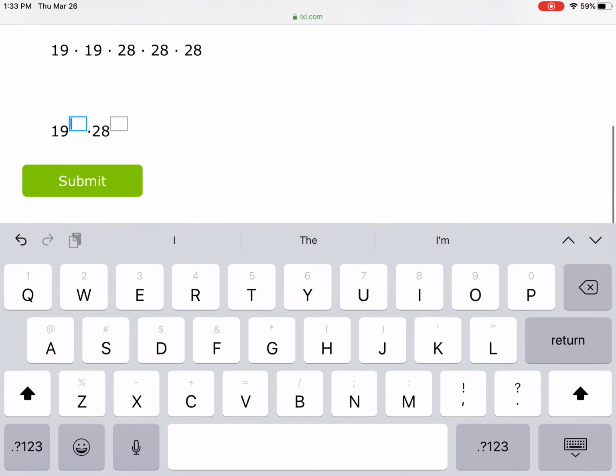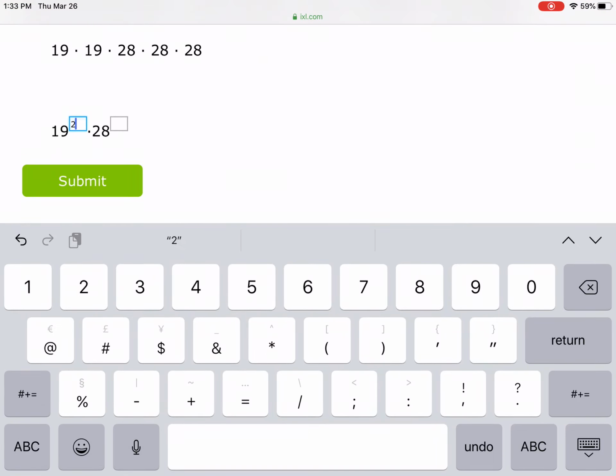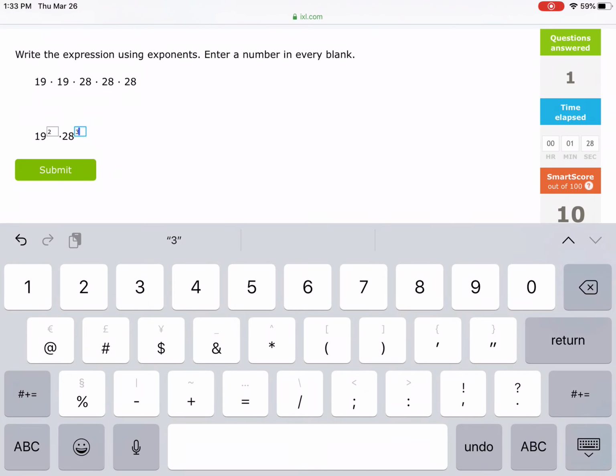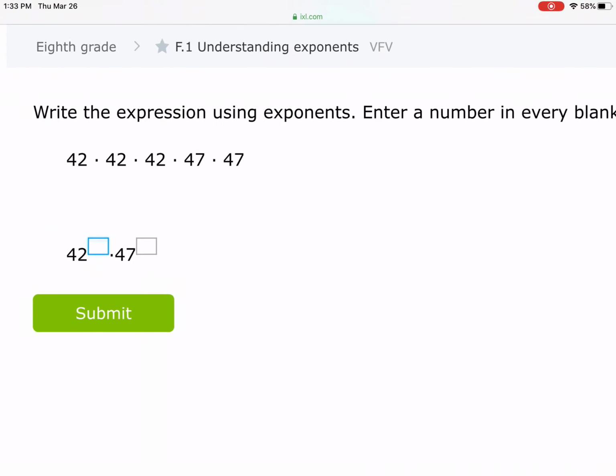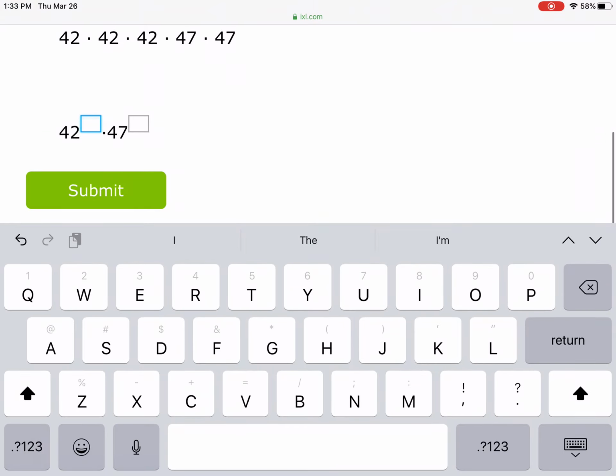So how many 19s are there? There's 2. So again, we want to use 2. How many 28s are there? There are 3. We're again going to click submit. You'll see again we got it correct. This time, how many 42s are there? There are 3. How many 47s are there?